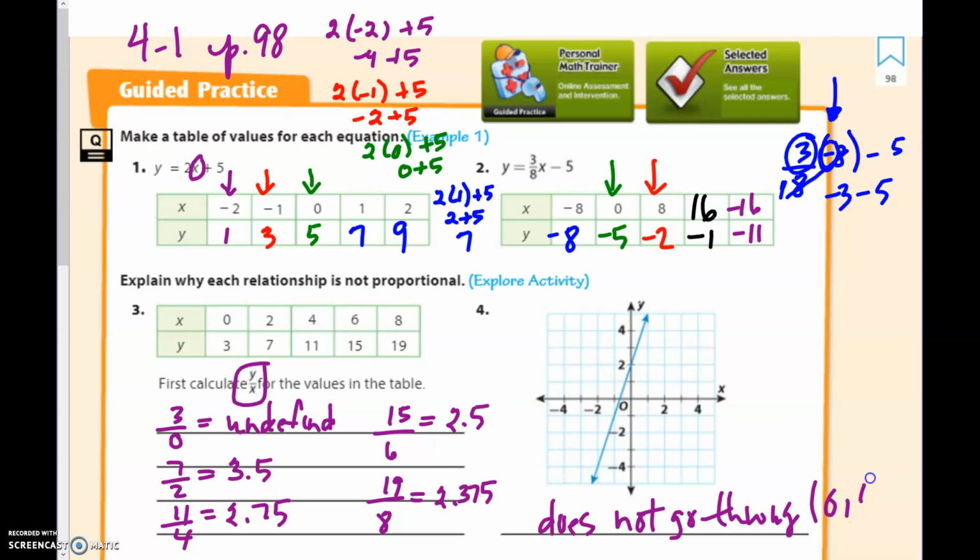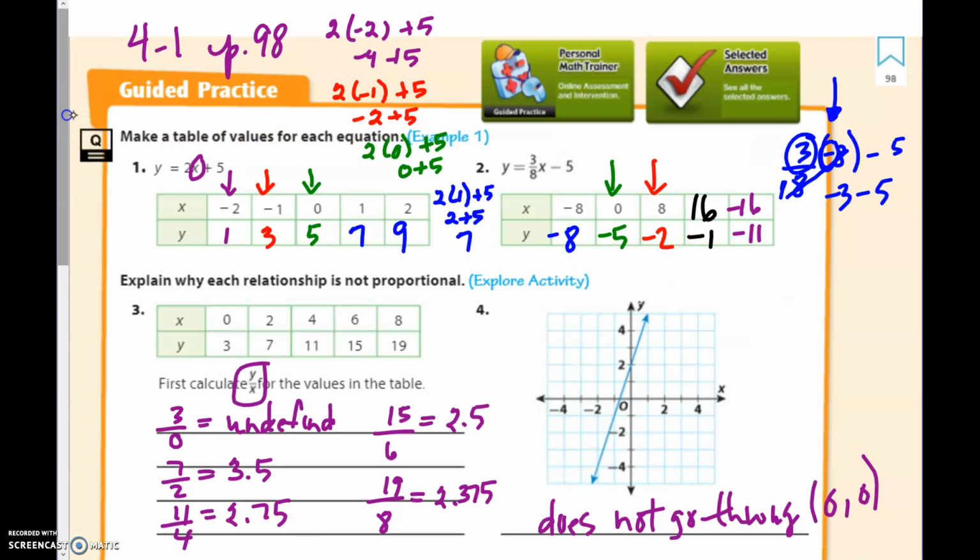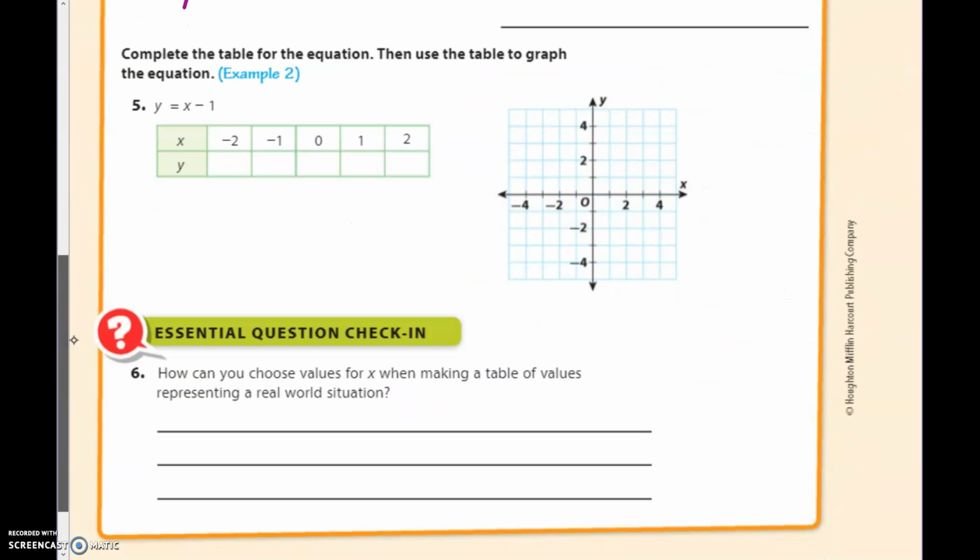So it does not go through 0, 0. All right, number five. Oops, I skipped a few problems. Got to go back. Must have to scroll down here. Number five, complete this table, then graph.